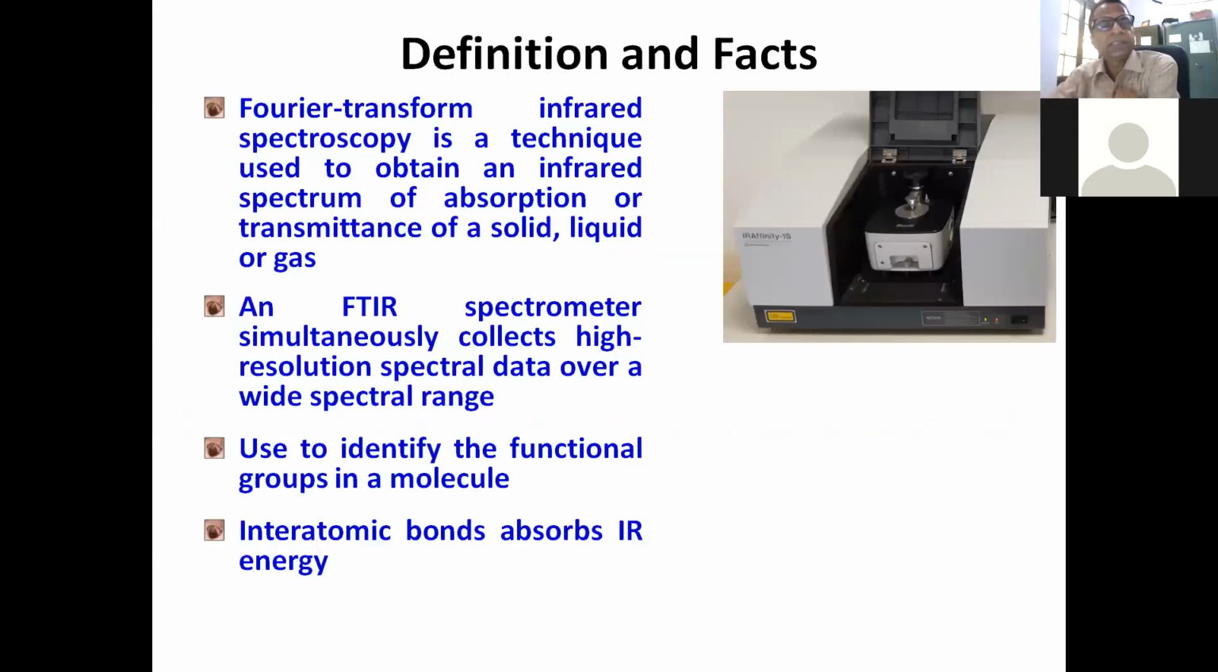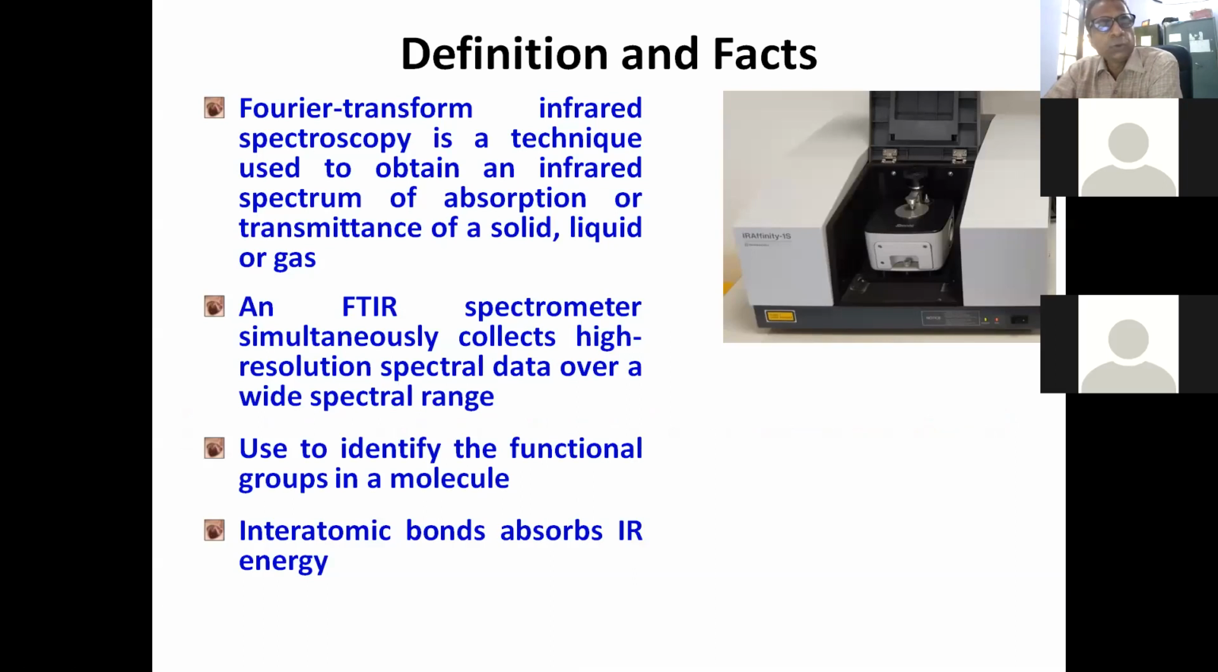The definition and facts about FTIR. Fourier transform infrared spectroscopy is a technique which is used to obtain an infrared spectrum of absorption or transmittance of a solid, liquid, or gas. This definition indicates that this technique is able to analyze a material or sample in the form of solid, liquid, or gas. So all three common states of material can be analyzed by using this technique.